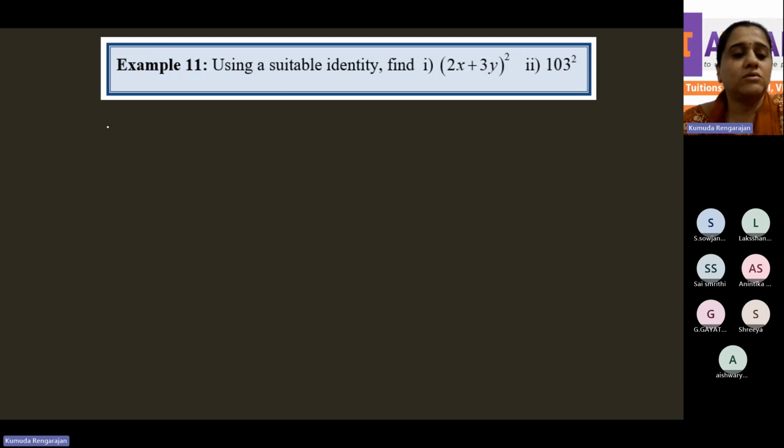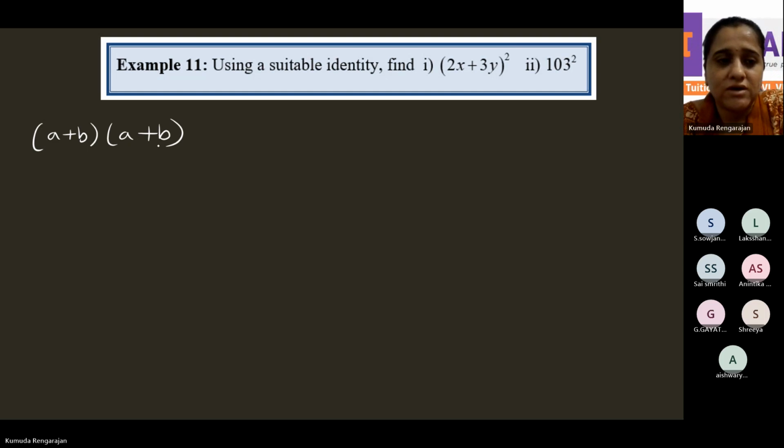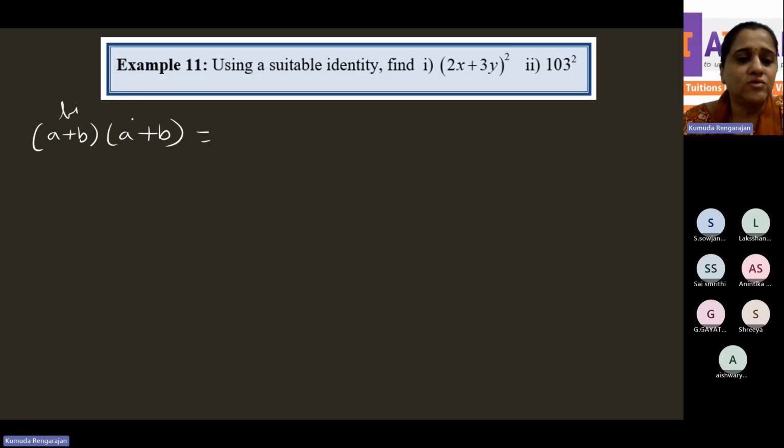So this is the first one, children. Now, how do you find the product of a plus b and a plus b? That is a plus b multiplied with itself. What is a plus b into a plus b? This is a binomial, so we have to find the product of the binomials. Here it is a binomial multiplied with itself, the binomial a plus b multiplied with itself.